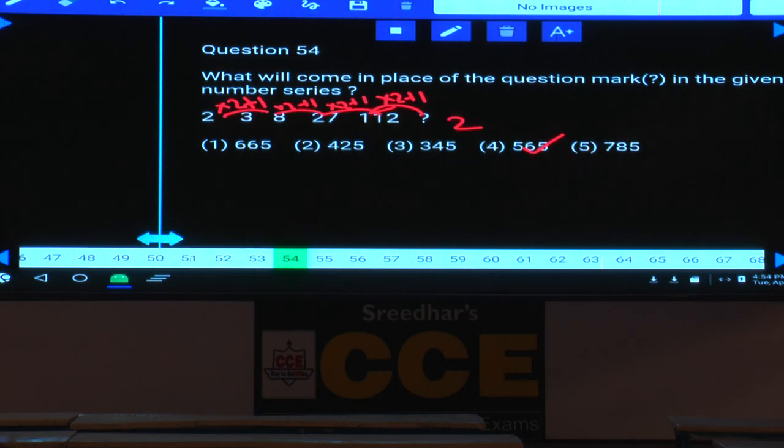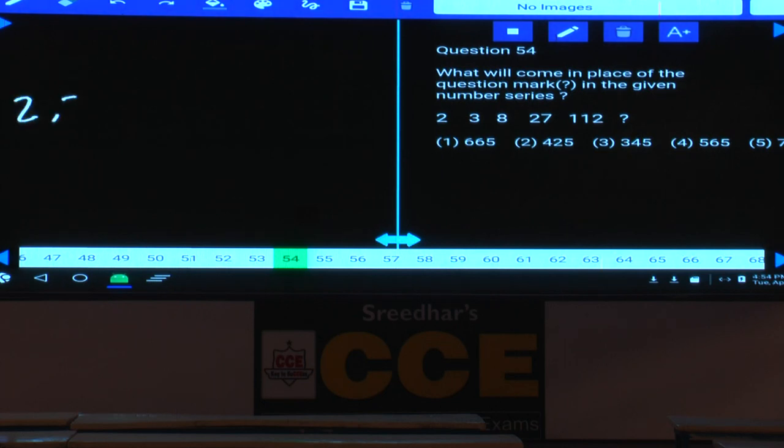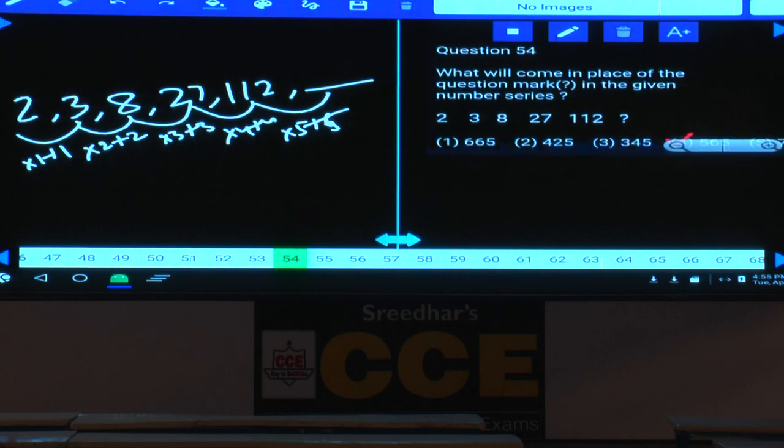Then 54. Now 54: 2, 3, 8, 27. If you observe the choices, they are increasing at a very fast rate, and it must be a combination. In this combination, 2 into 1 plus 1, and 3 into 2 plus 2, and 8 into 3 is 24 plus 3 is 27, and 27 into 4 plus 4, and finally into 5 plus 5. Now 112 into 5 will be 560 plus 5, 565, choice 4. Into 5 plus 5, choice 4 is the answer, question 54.